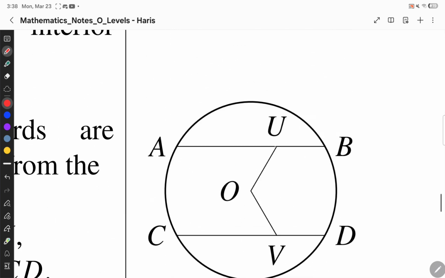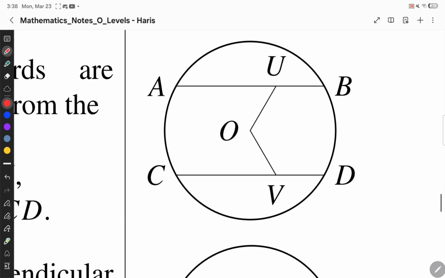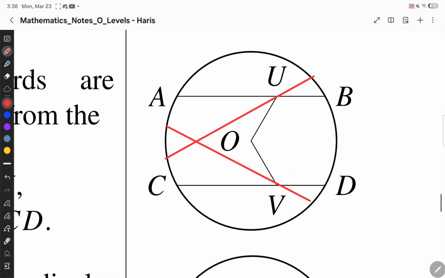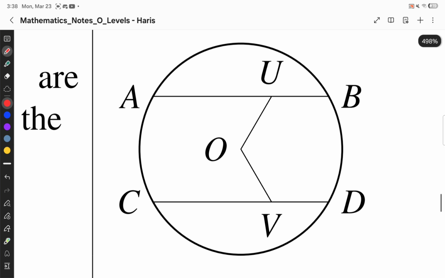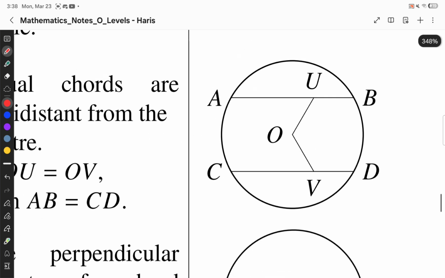If you were to rotate this and flip it, then you will see it also makes sense. If AB was crossing, then this other line would also be crossing like so, and you can see that this rule still applies. Because OU cuts the line AB in the same exact spot the line OV cuts CD. So you can use this rule to your advantage.